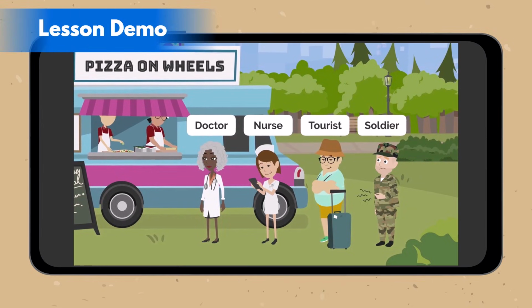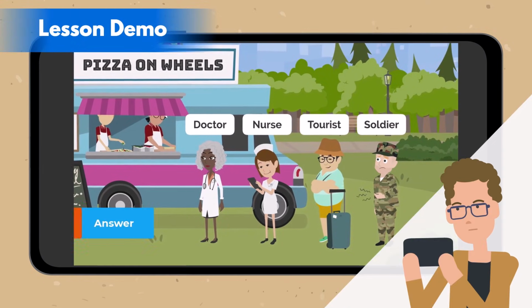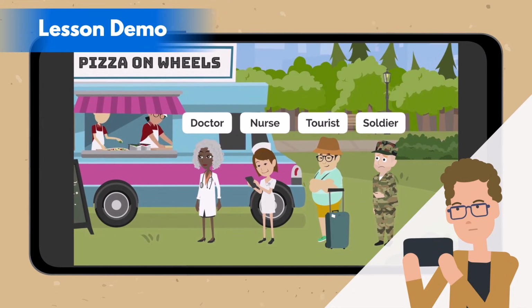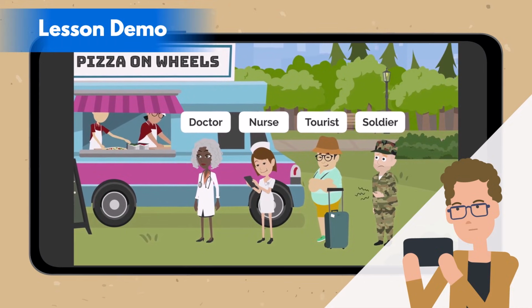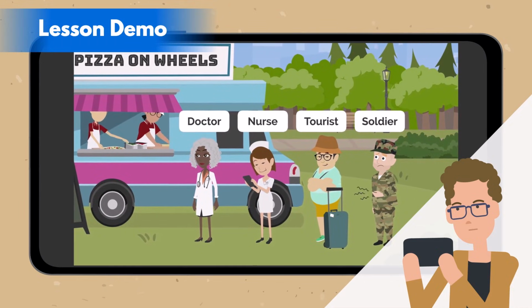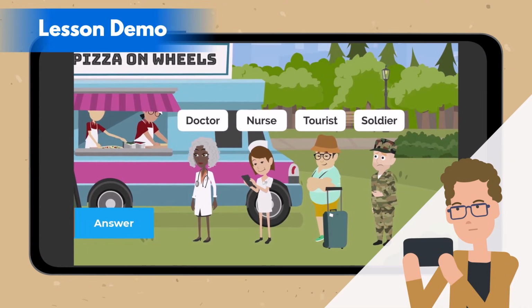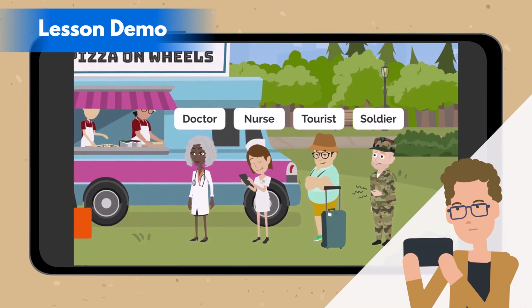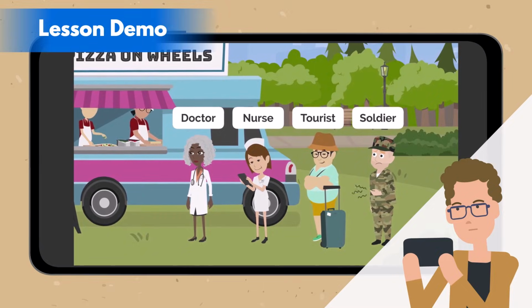Is the nurse behind the tourist? No, the nurse isn't behind the tourist. Who is behind the tourist? The soldier is behind the tourist.